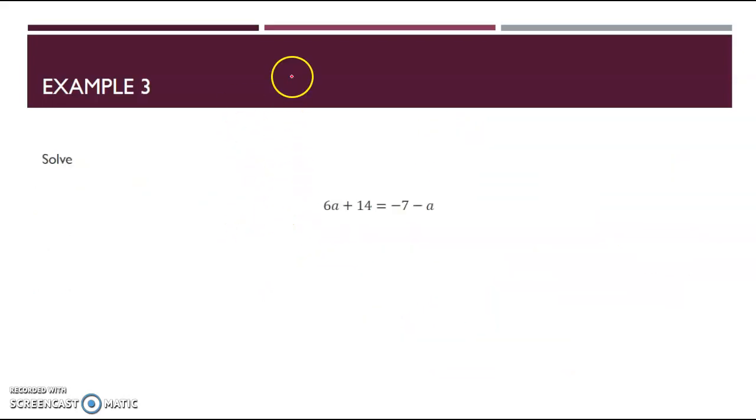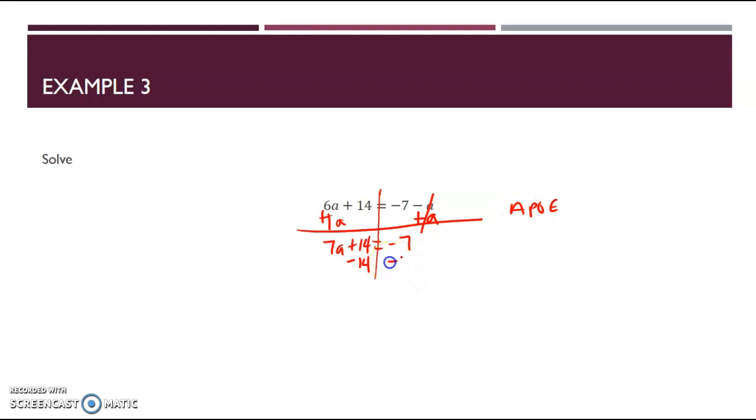All right, example 3. In this one, again, I tend to move variables to where they will keep or stay positive. So I'm going to add a to both sides. So 6a plus 1a is 7a plus 14 will equal a negative 7. Now, I can't always make both sides a positive, but we tend to not drop negatives when they are our constant term as opposed to our variable term.